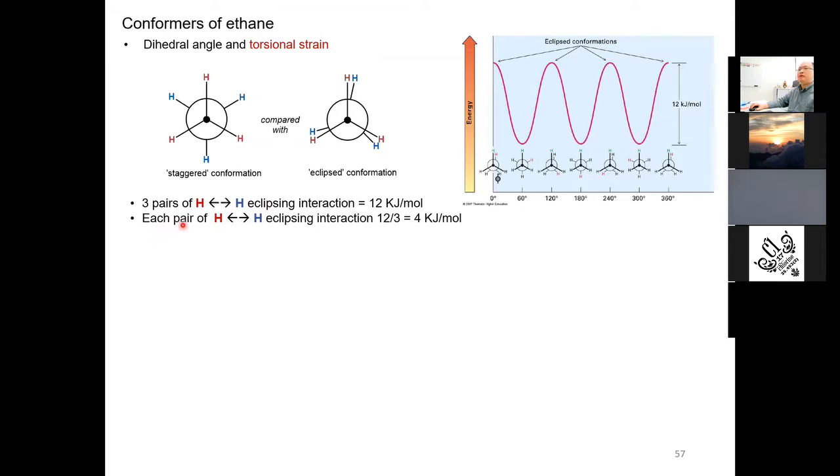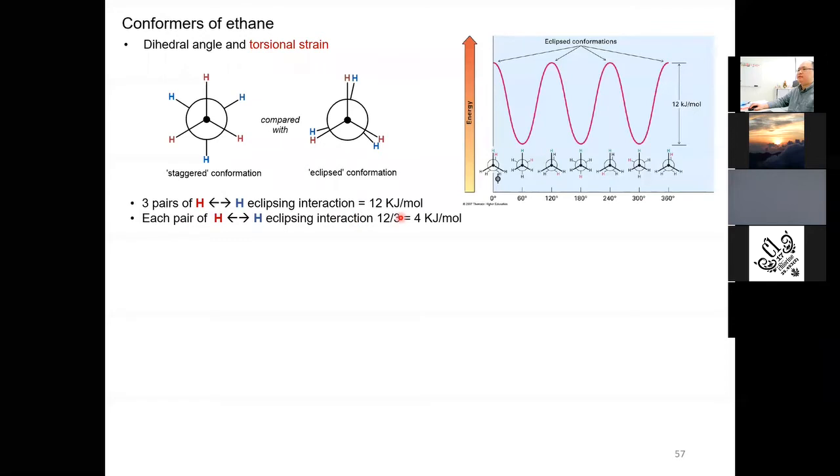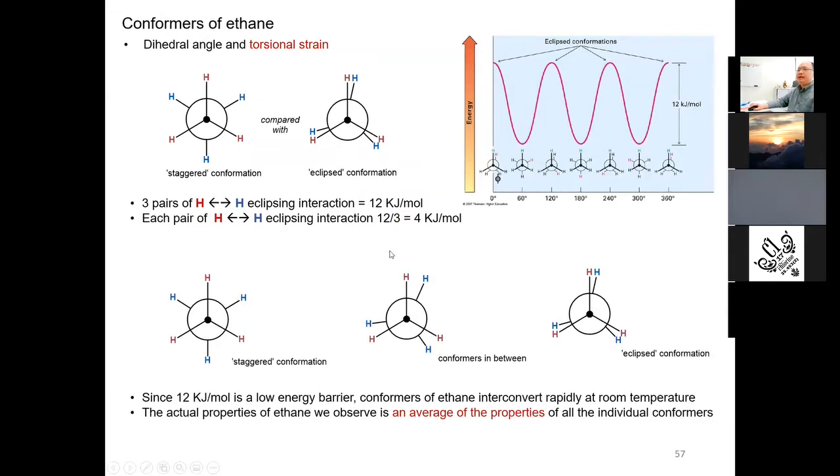So that means each pair of the hydrogen-hydrogen eclipsing interaction, or the torsional strain, is 12 divided by 3, which is 4 kilojoule per mole. Okay, very simple calculation. But 12 kilojoule per mole is actually a relatively low energy barrier. So at room temperature or some relatively normal temperatures, these conformers can overcome the 12 kilojoule per mole energy barrier, so the sigma bond between the two carbons in ethane is actually rotating rapidly.